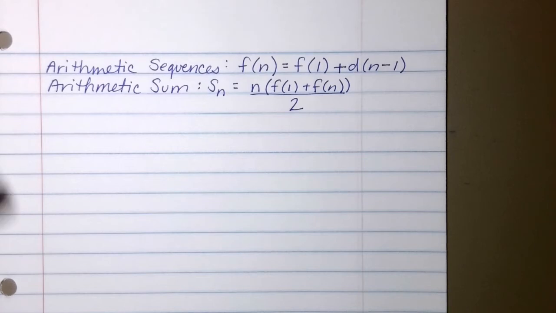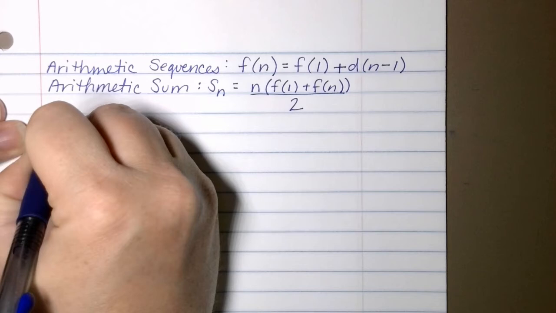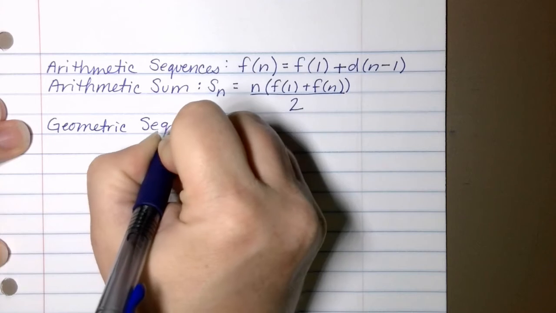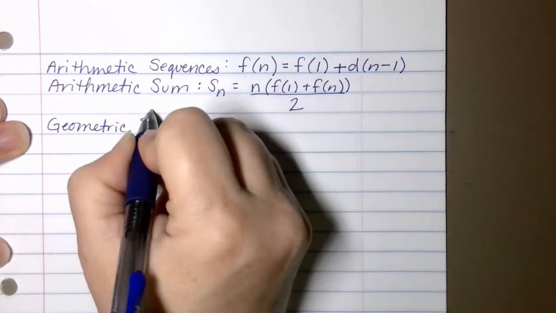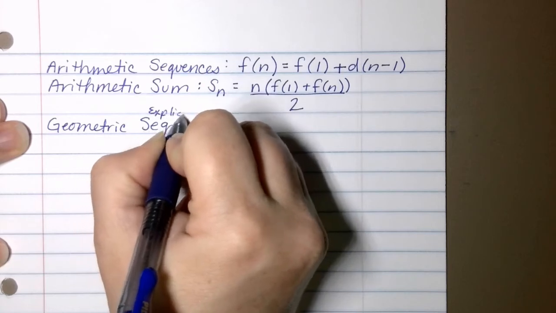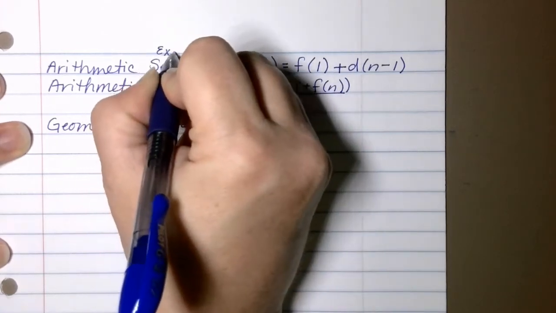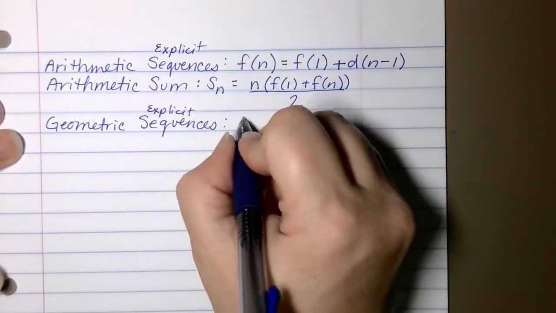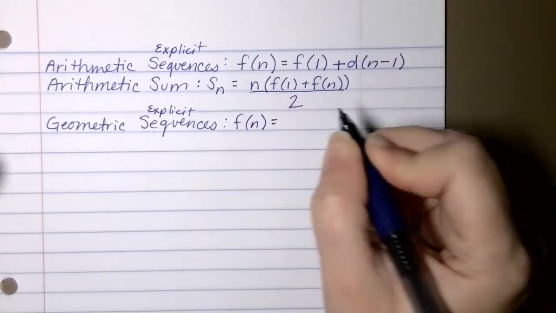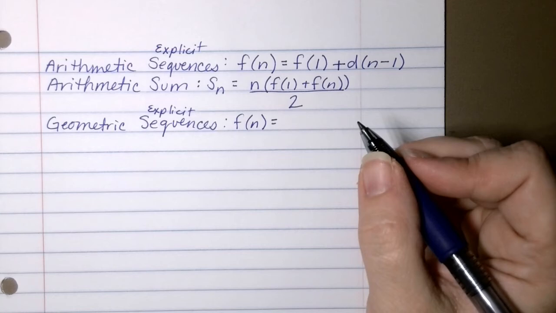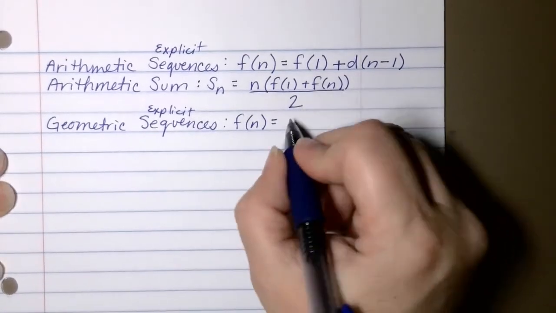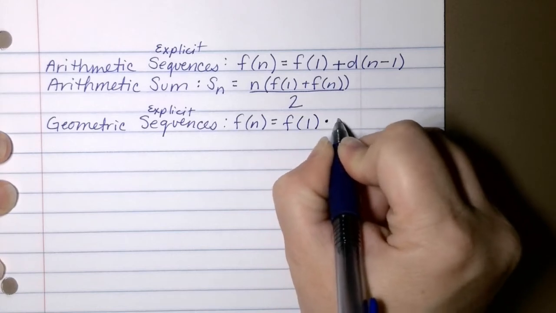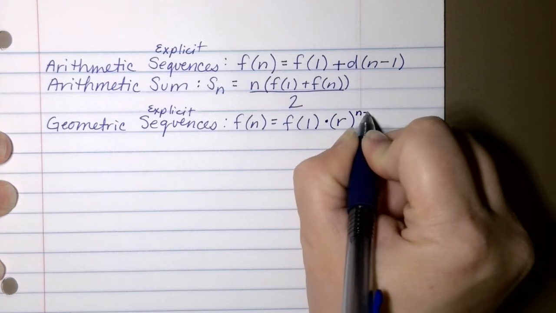Okay. Then we moved on to geometric. And I should specify this is explicit, because today we're doing the opposite of explicit. So this one was f of n equals, do you remember the formula for the geometric explicit formula? f of 1 times r to the n minus 1.